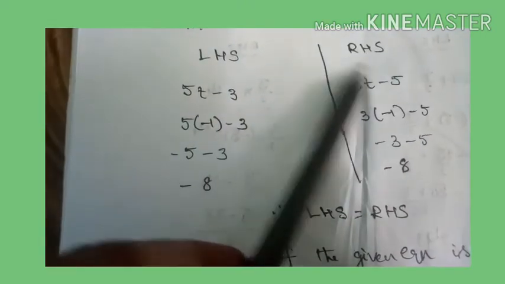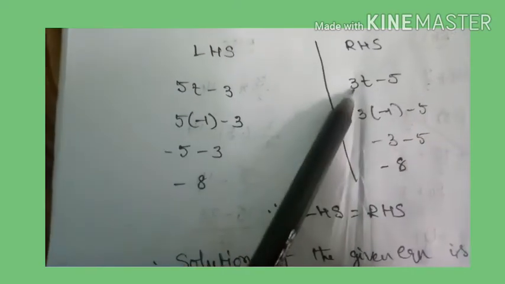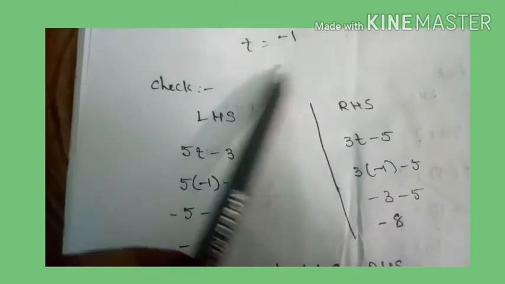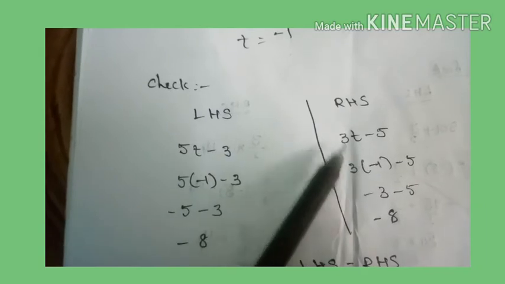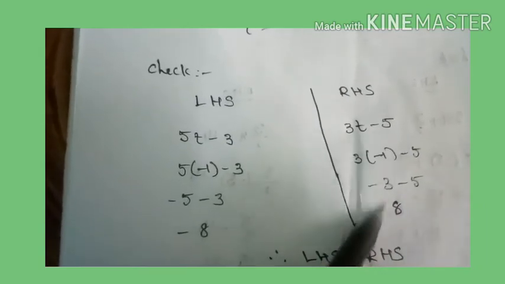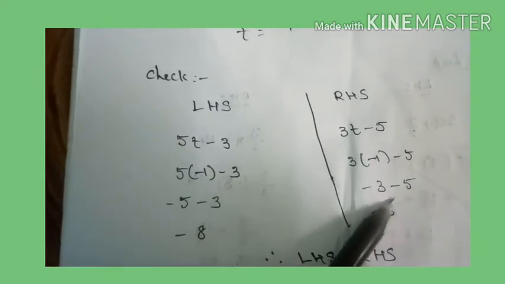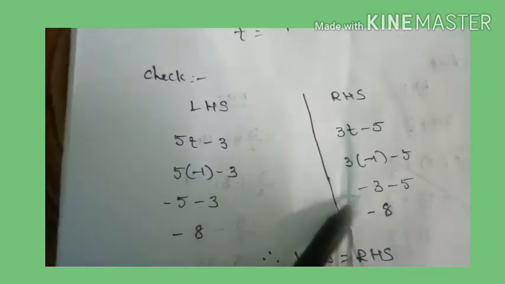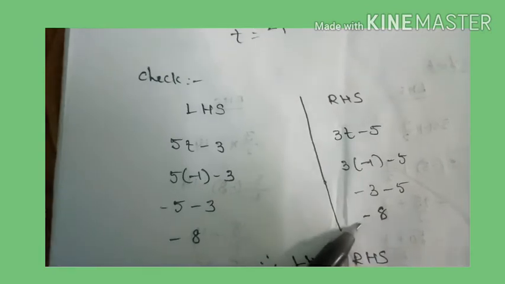Now RHS, what is RHS? 3t minus 5. What is the t value? t value is minus 1. Substitute that value here. So 3 into minus 1, minus 5. So 3 ones are 3. So already have the minus, so keep that minus. Next to minus 5. So minus 3 minus 5, that is equal to minus 8.